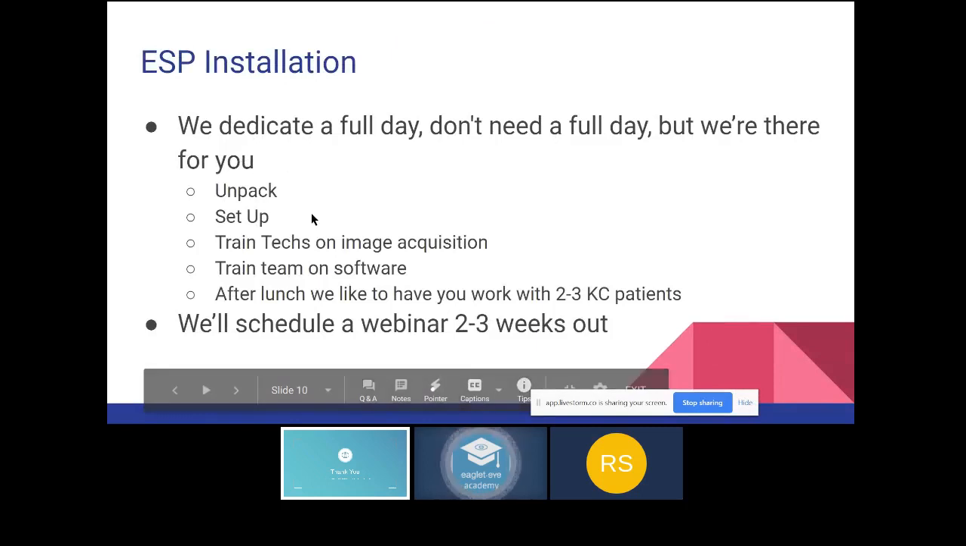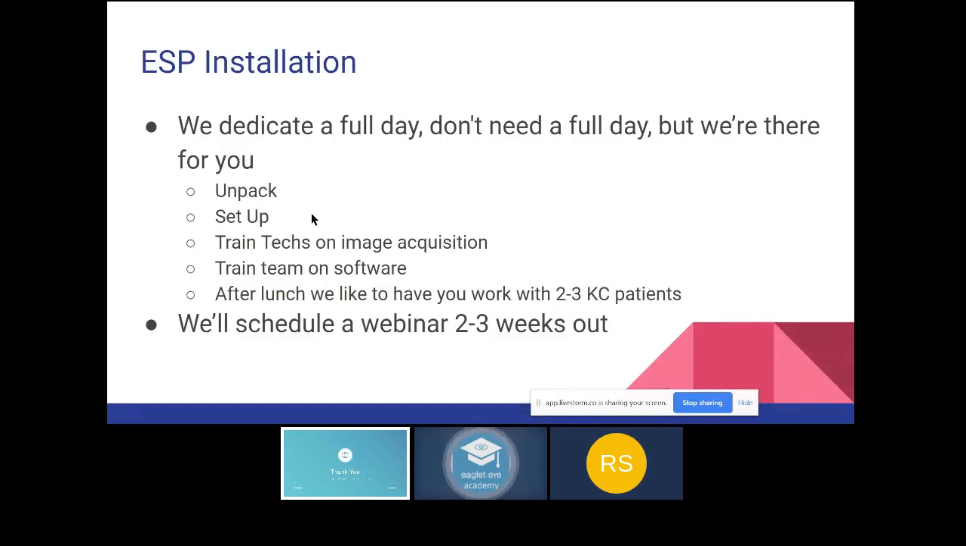So now I'm talking about the installation. So the average installation looks like this. We typically dedicate a full day. We don't need a full day, but we're there for you, and we'll do it the way that is convenient for your practice. Obviously, we're going to go in. We're going to unpack the unit.